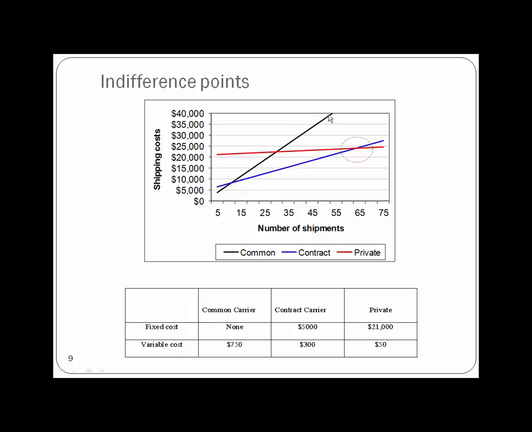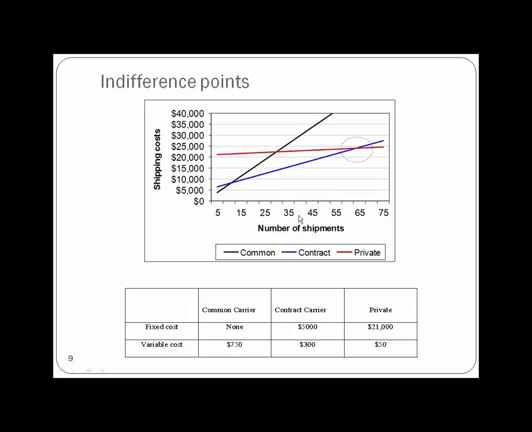On the other hand, look at the black line here, which is for the common carrier. If we make no shipments, costs are zero. On the other hand, as soon as we make one shipment, it's $750. Two shipments, $1,500, etc. So you see the slope of this cost curve is relatively steep.